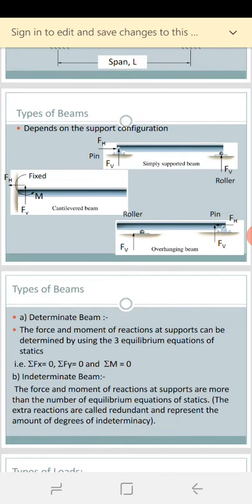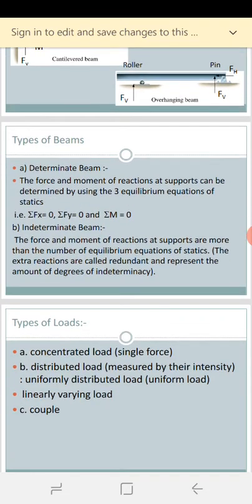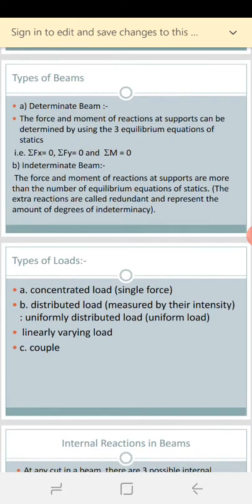Up till now, all the beams you have seen we can analyze by using the static conditions of equilibrium alone, because there are only three unknowns and those three unknowns can be solved using the three equilibrium equations. Now in an indeterminate beam, the forces and moments of reaction at a support are more than the number of equilibrium equations of statics. The extra reactions are called redundant and represent the degree of indeterminacy.